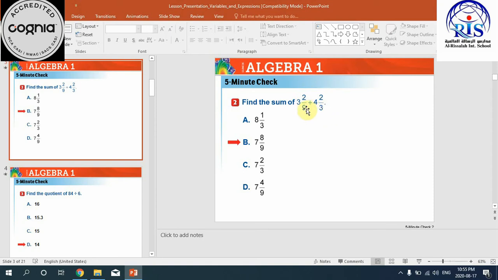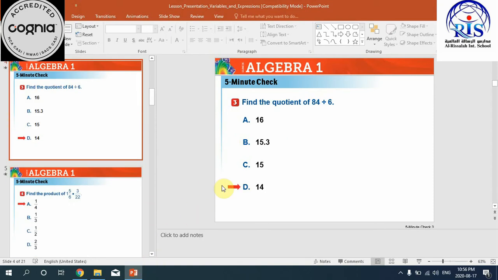Can we make 3 into 9? Yes, we multiply by 3. I multiply this fraction, 2 over 3, by 3. 2 times 3 is 6, 3 times 3 is 9. Now the new numerator is 6. 6 plus 2 equals 8. And of course I add the whole numbers, 3 plus 4 equals 7. Therefore the answer is 7 and 8 over 9.